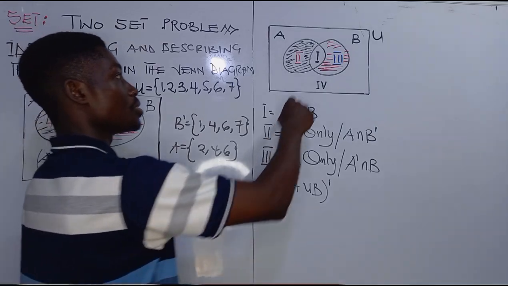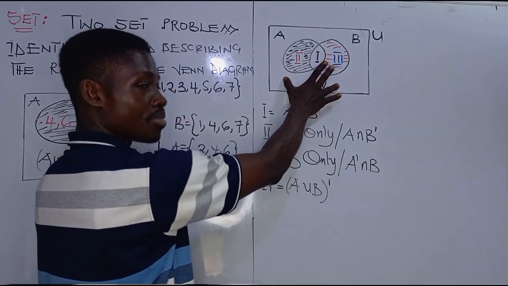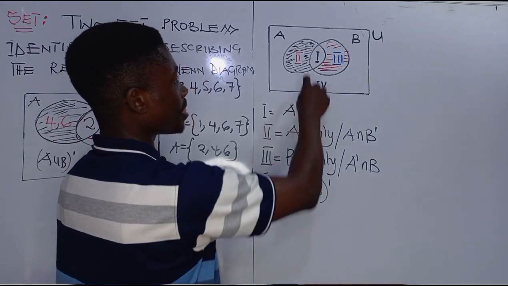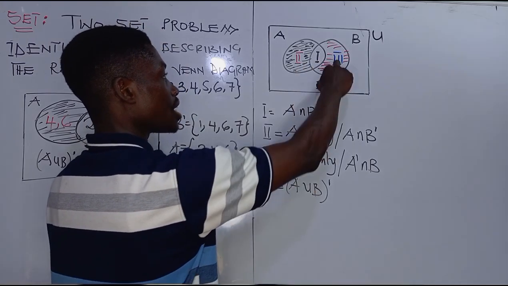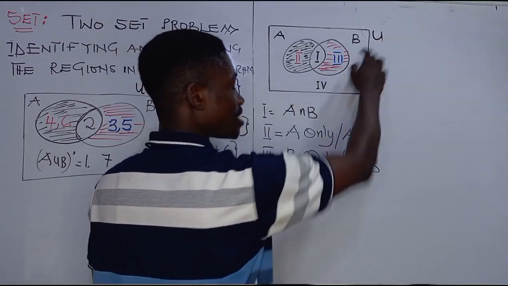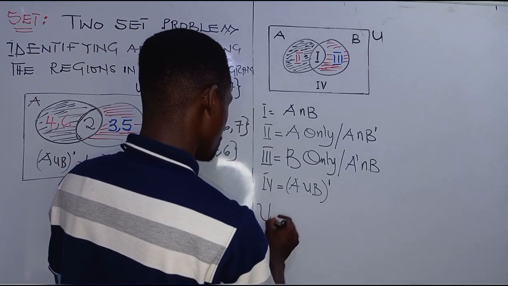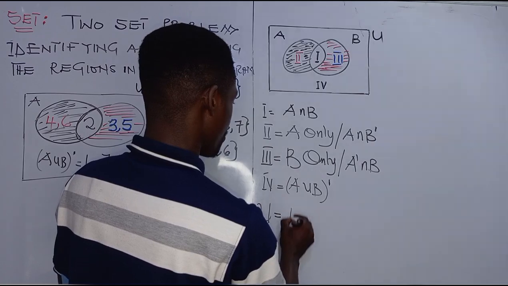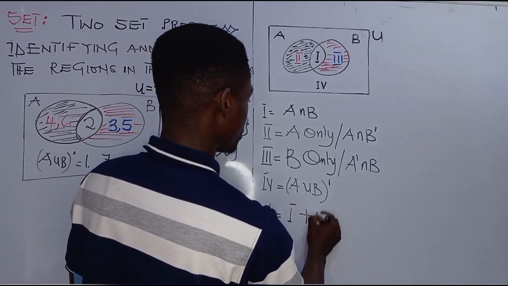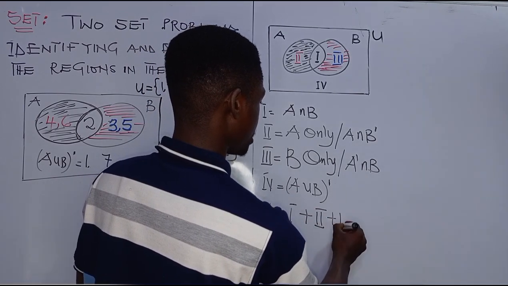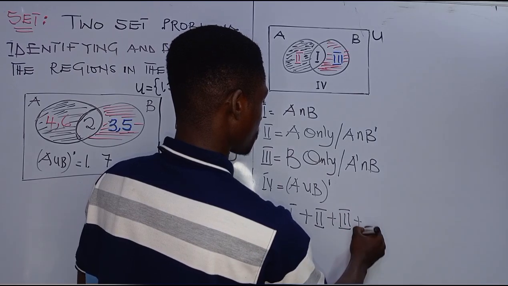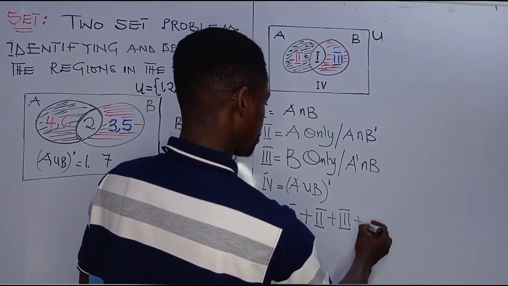Similarly, to get the universal set from this diagram, we are going to add this region to this region, and then this region to give us the universal set. So we can say that U is equal to region I plus region II plus region III plus region IV.